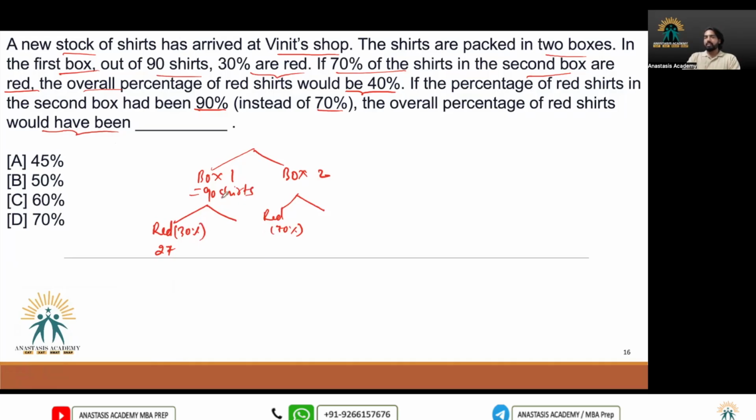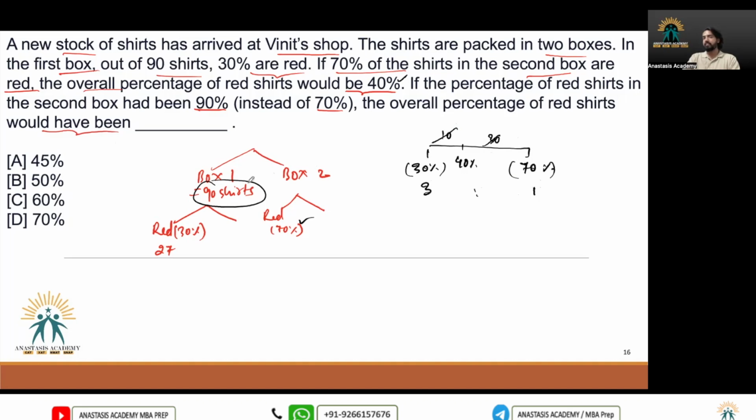Just see, out of 90 shirts, 30% are red. And if you mix these 30% red with 70% red, you are getting an overall percentage of 40%, which means the ratio of their weights, this is 10%, this gap is 30%. So I know this lot and this lot have to be mixed in the ratio 3:1.